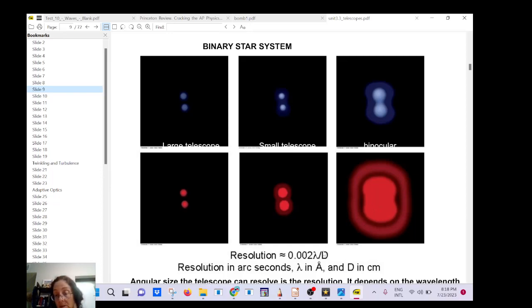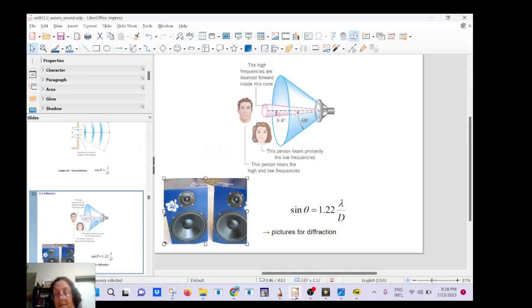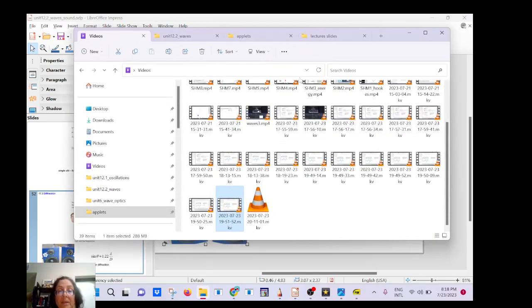Okay, so you see you have the same kind of equation here. The wavelength divided by the opening. Okay, picture for diffraction. So let me show you even more applications here.